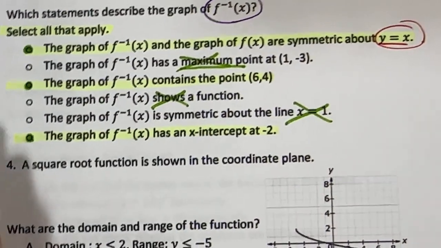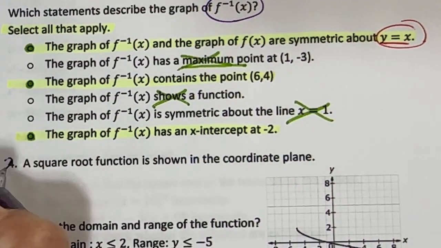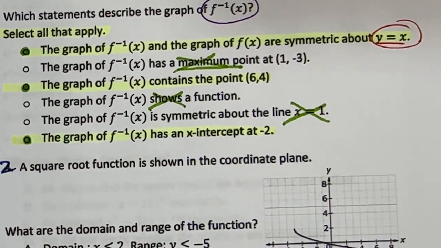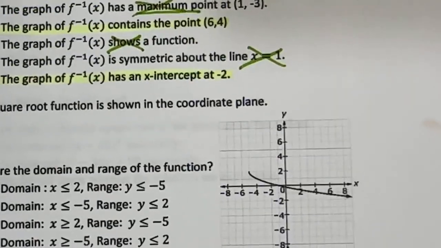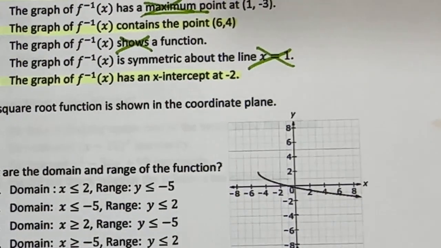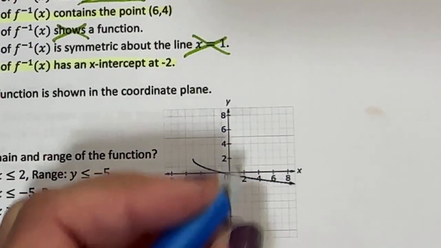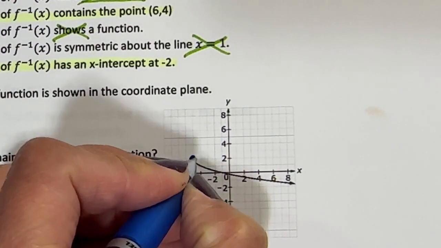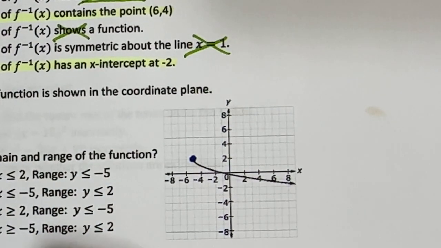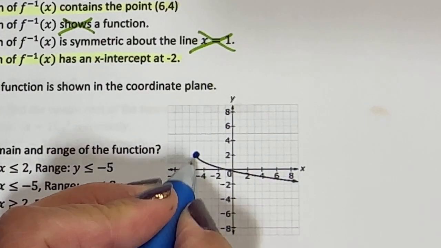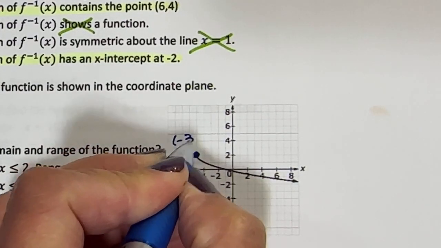This next one is supposed to be number 2, not number 4. So that's my bad. I need to fix that. So it says a square root function is shown in the coordinate plane. So there's our square root function right there in the graph. What are the domain and the range of this function? All right, it all boils down to this critical point. And the coordinates of that critical point are -3, 2.